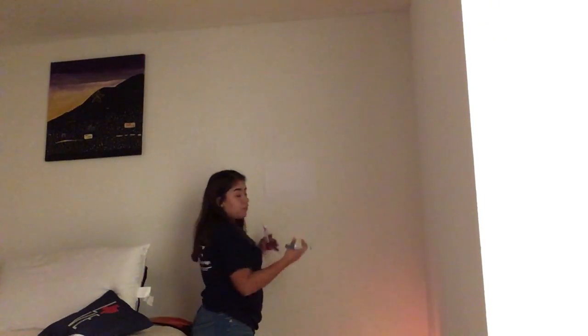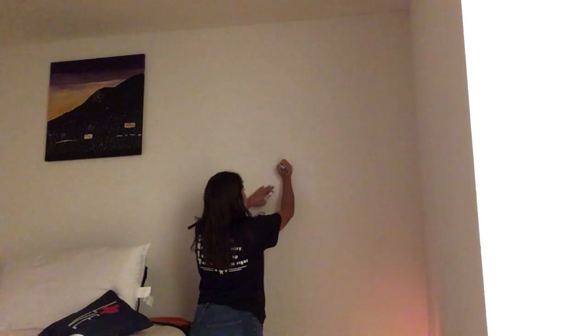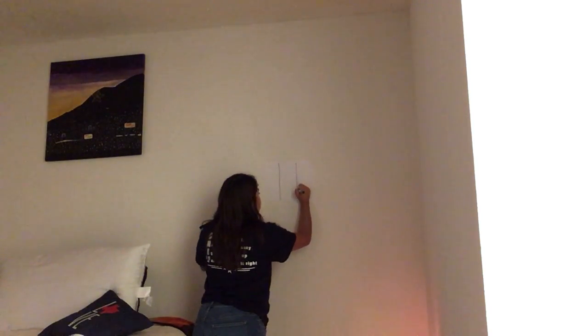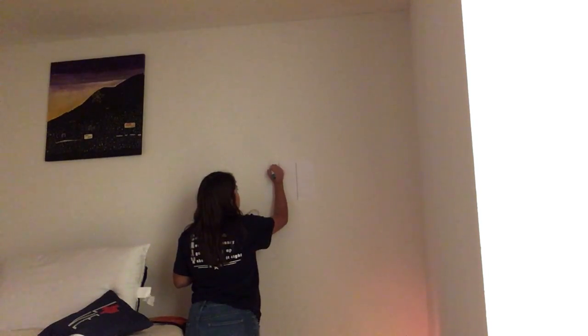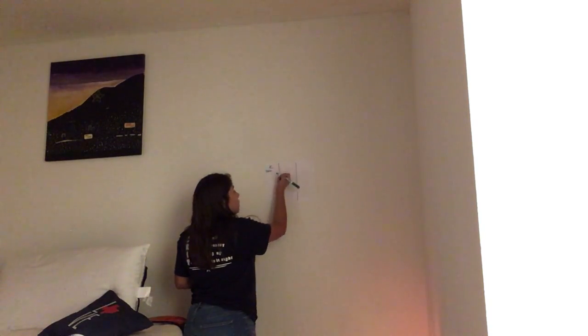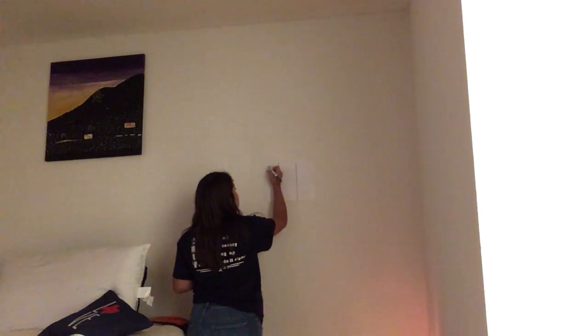So the K in the KWL chart, and of course it's a chart, so what I can do is split my paper into 3 equal parts. Where do you think the K goes? Right, it's going to go on my left side. So I'm going to put K. And K is for what I already know, your knowledge of a topic or an item.